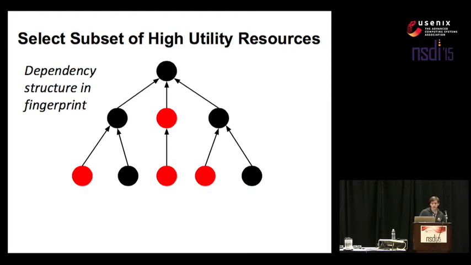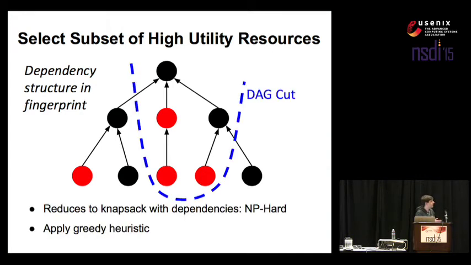So the solution here is to actually select the subset by making a cut in this DAG tree, in this DAG structure. Because if you make the cut, you're actually still respecting the dependency structure and the links between the parents and the children. So doing this cut actually reduces to a knapsack problem with dependencies, which is NP hard.